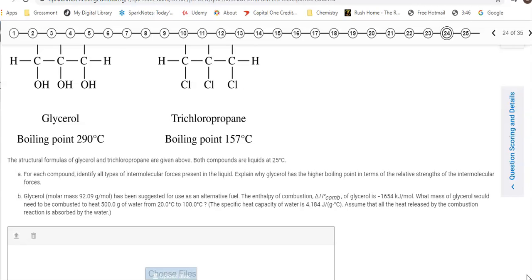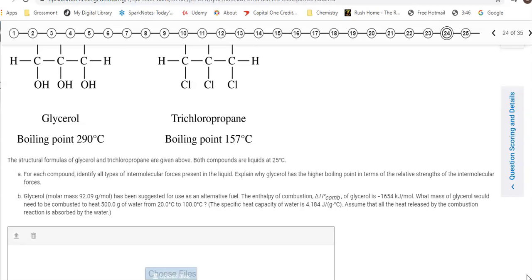And if you calculate that, you get 167.4 kilojoules. 167.4 kilojoules are required to heat that much water by 80 degrees.